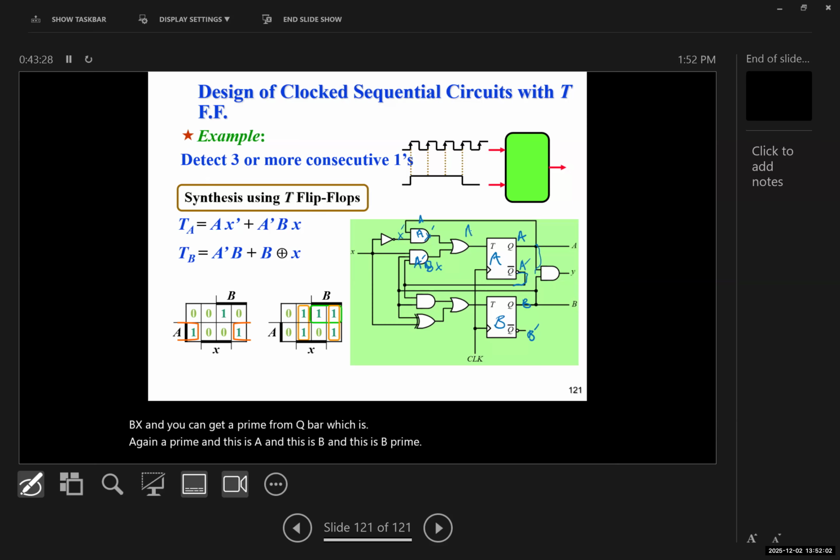And the output of this is going to be the TA that we have here, A X prime plus A prime B X. And TB is going to be A prime B plus B XOR with X. Again, we have B and then X, which here we have B XOR with X. And here we would have A prime B. And this would be TB, which is A prime B plus B XOR with X. Okay, that's it for this example.